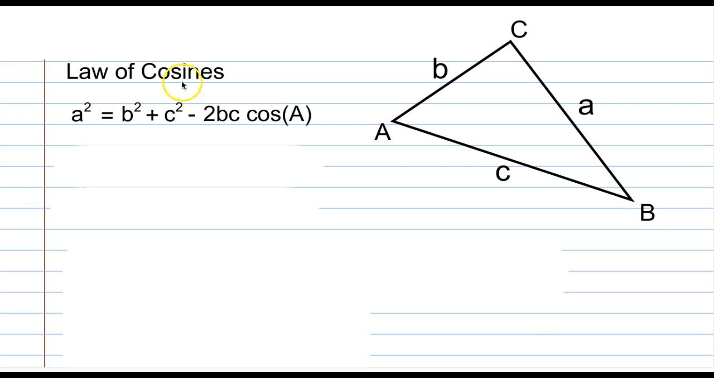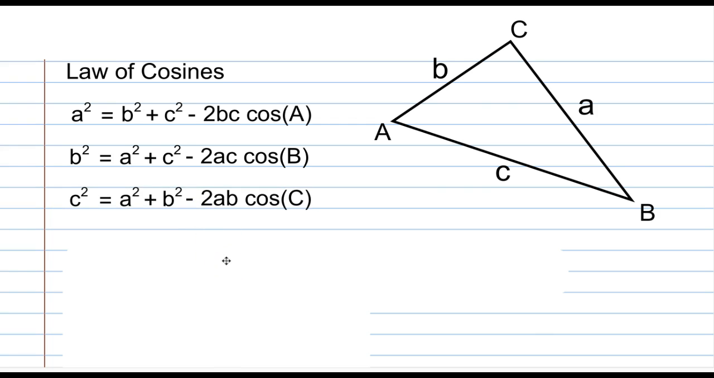It kind of looks like this first part. If we cover up this portion right here, it kind of looks like the Pythagorean theorem. But remember, we're not dealing with right triangles here. They can be any angles they want to be. But then the rest is, you've got to subtract 2bc times the cosine of A. Now that's not all of the law of cosines. We've got some other portions to it. I'll go ahead and show it to you.